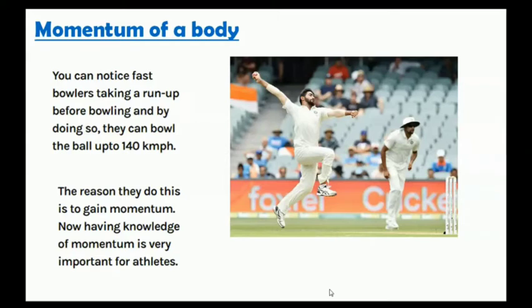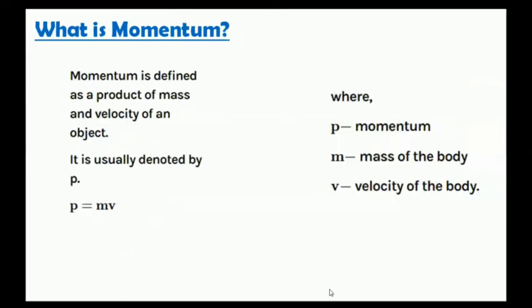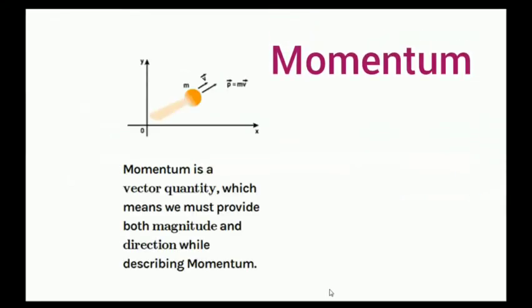Now, having the knowledge of momentum is very important for athletes. What is momentum? Momentum is defined as a product of mass and velocity of an object. It is usually denoted by P. P is equal to mv. That's the mathematical expression for momentum, where P is momentum, m is mass of a body, v is the velocity of a body. Momentum is a vector quantity, which means we must provide both magnitude and direction while describing momentum.